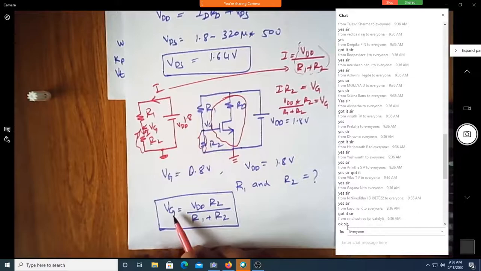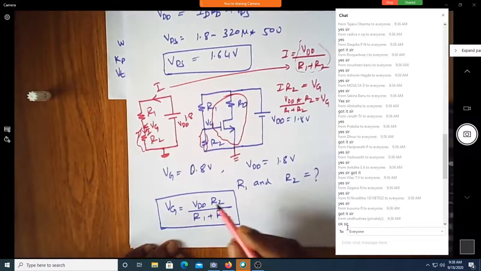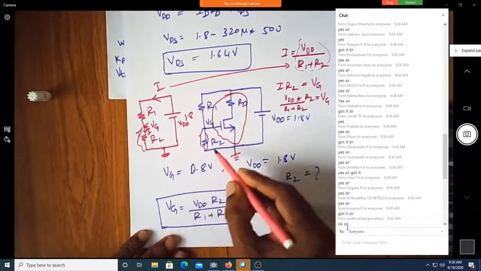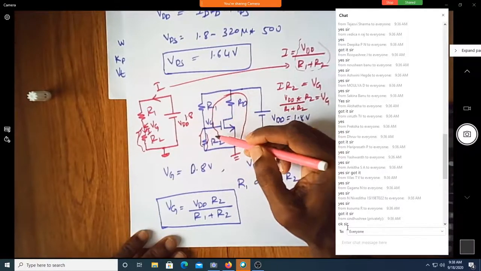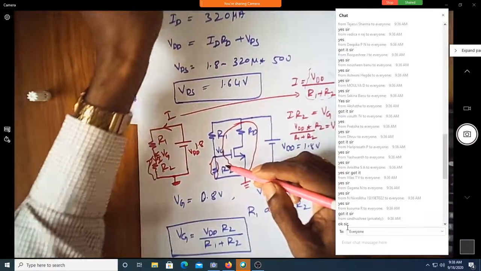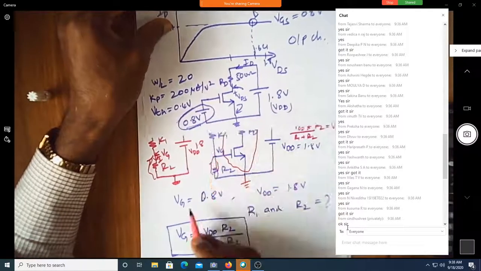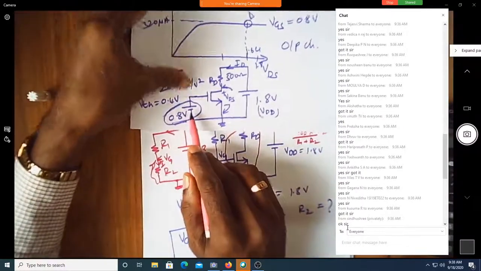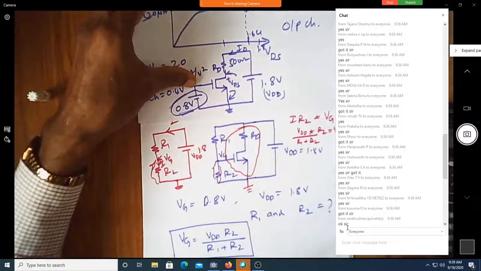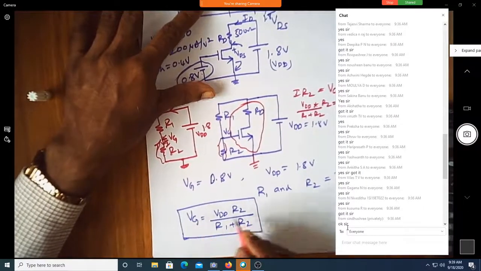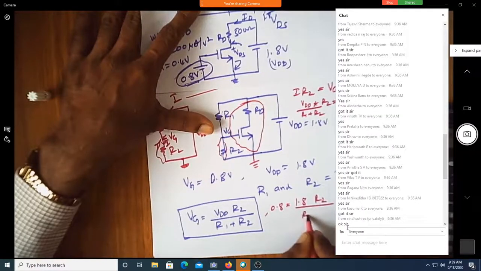Now we know how to get this VG expression, correct? Yes. Because we are using these two resistors R1 and R2, the purpose is to eliminate one extra power supply. To eliminate that, we need to have the same voltage as it was producing, that is 0.8. So 0.8 should be derived from this VDD using these two resistors. Now what you have is 0.8 equals 1.8 times R2 by R1 plus R2.